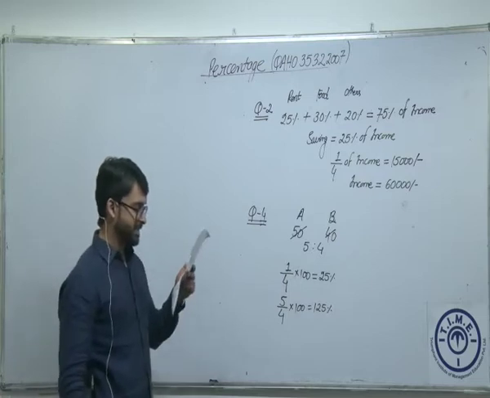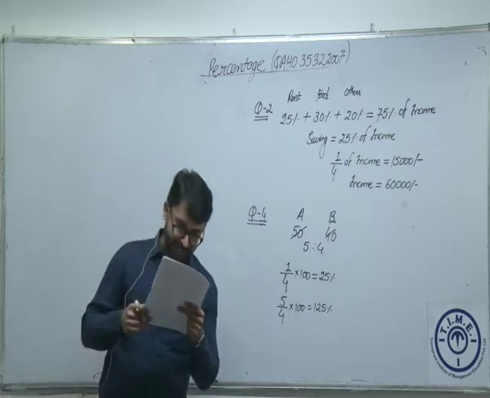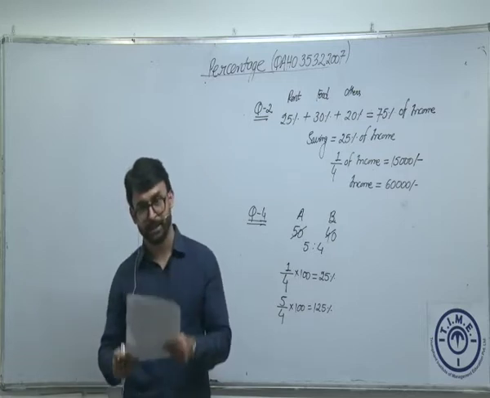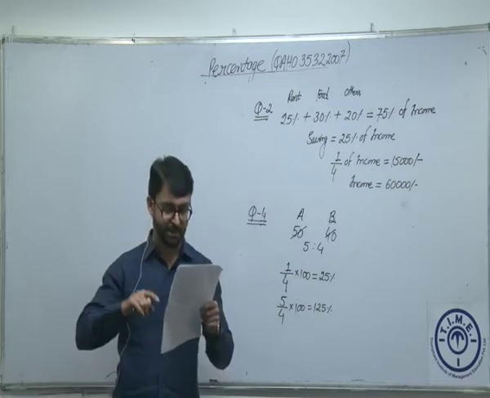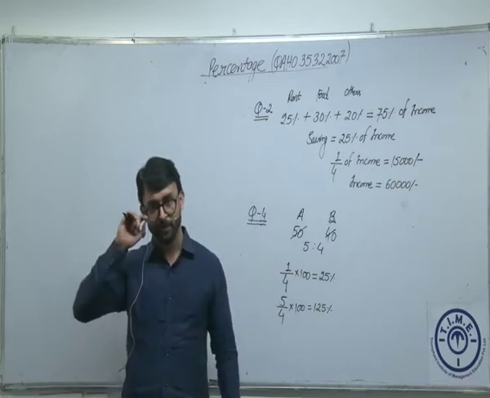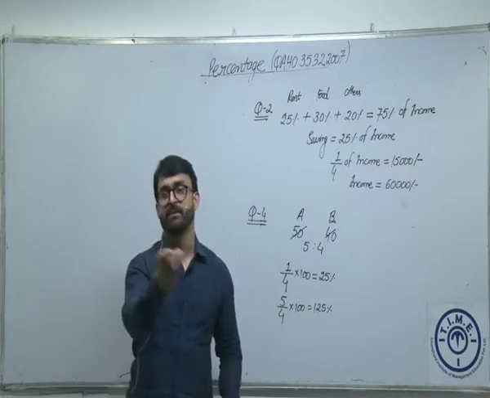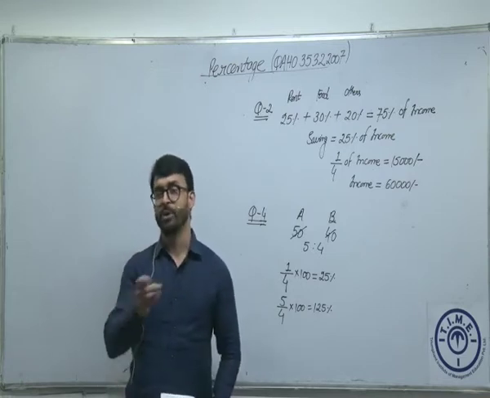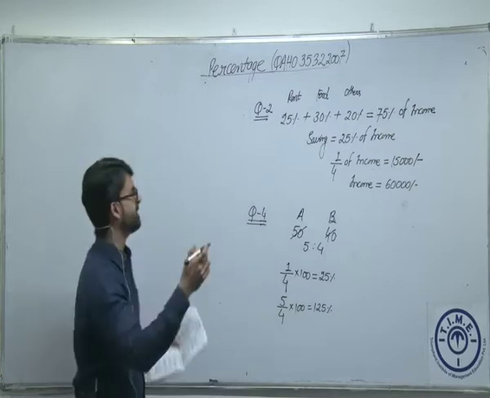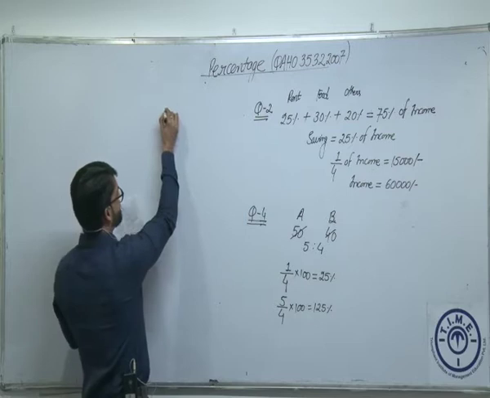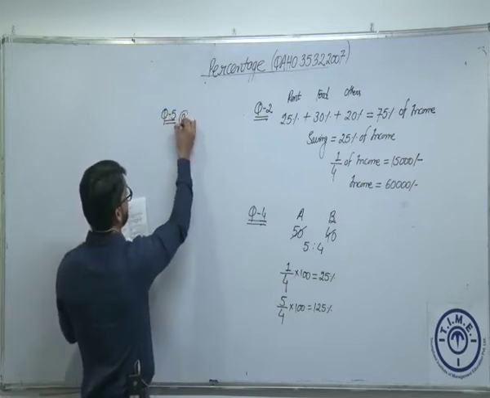Salary of A is 20% greater than that of B, then by what percentage B's salary is less than that of A? Here, none of the values are given, just a comparison of 2 things are given. 20% more है किसका salary? A का salary, किसके salary से? B के salary से. So let us assume the salary of B, this is question number 5, part A.